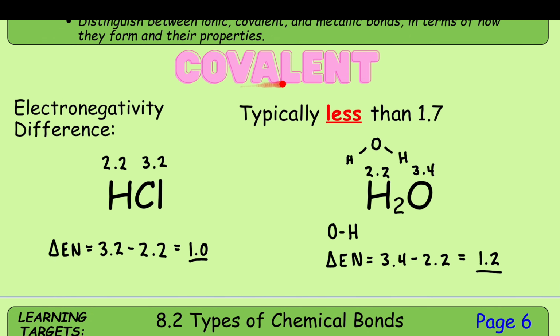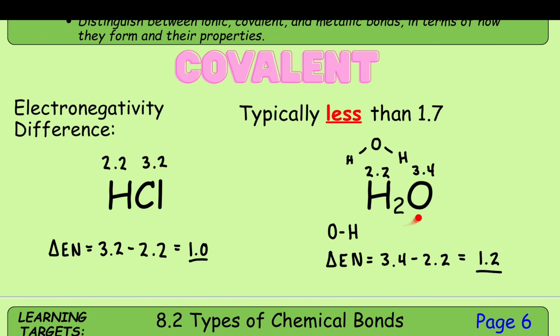The electronegativity difference between two atoms in a covalent bond is going to be less than 1.7. This makes sense, since it's between two nonmetals, both of their electronegativities are going to be relatively high, so the difference between the two is going to be lower. So less than 1.7. For HCl, the electronegativity difference would be 1.